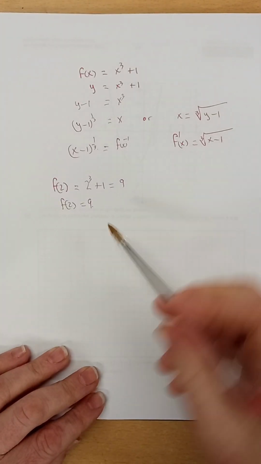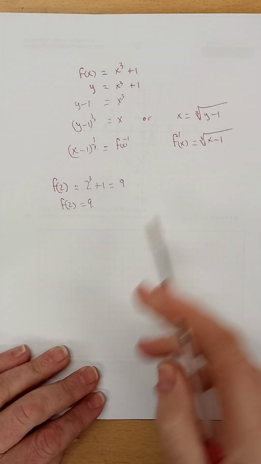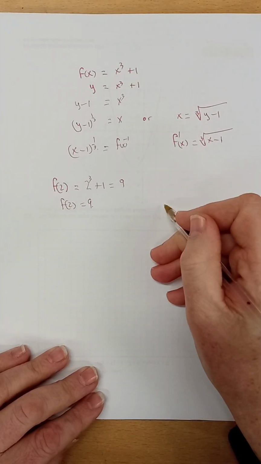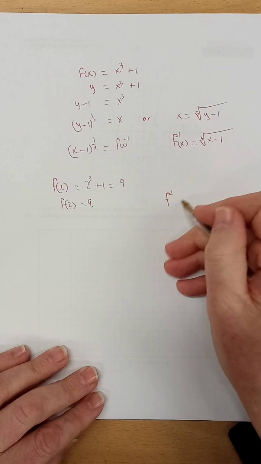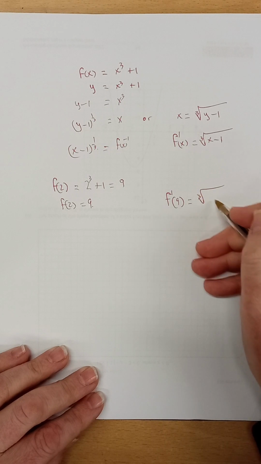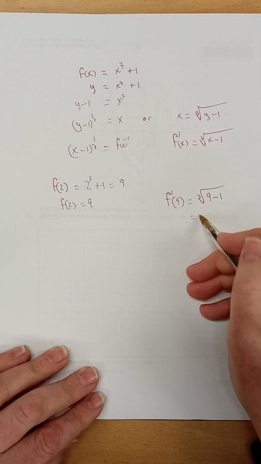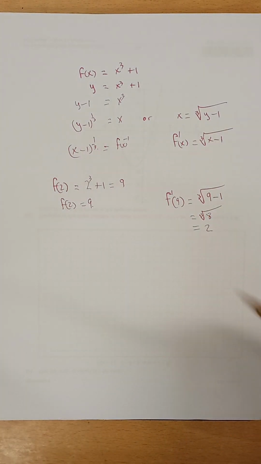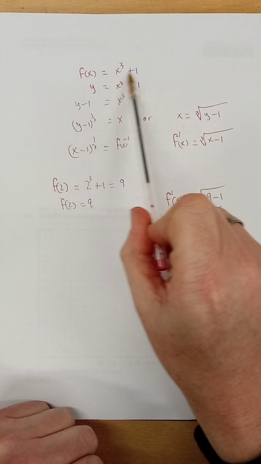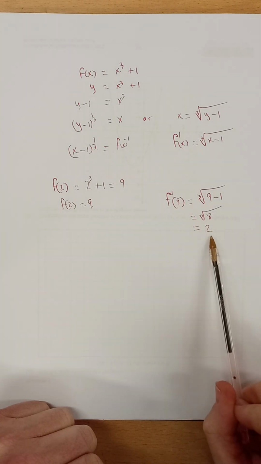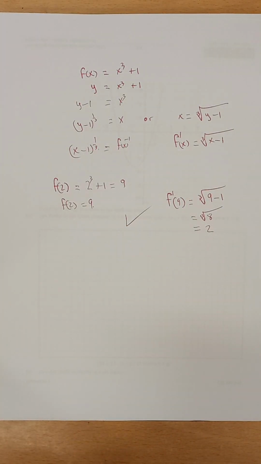Now let's reverse the process. Let's put 9 into our inverted function, and we should get out 2. So in our inverted function, let's put in 9. That's the cube root of 9 minus 1, which is equal to the cube root of 8, which is 2. So that is an inverse function, because when I put 2 into the original, I got 9 out, and when I put 9 into the inverted function, I get 2 out. So that's how you prove it.